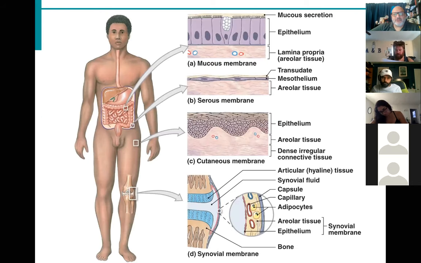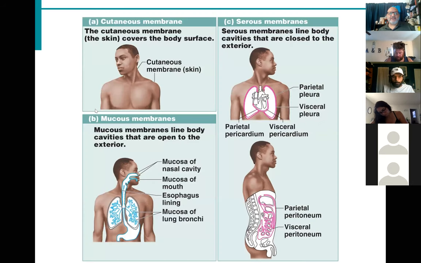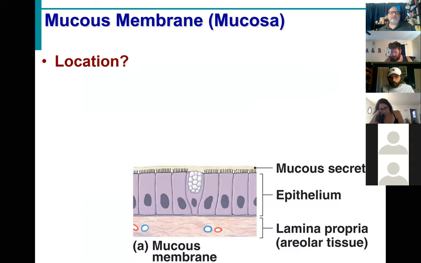And here's a pretty picture that shows those locations. Again, some examples of where you would find them: a mucous membrane, a serous membrane, a cutaneous membrane, and a synovial membrane. Now, one of the important things to remember about membranes is that, again, they are made up of an epithelial tissue on top and a connective tissue underneath. So let's start first by talking about a mucous membrane.